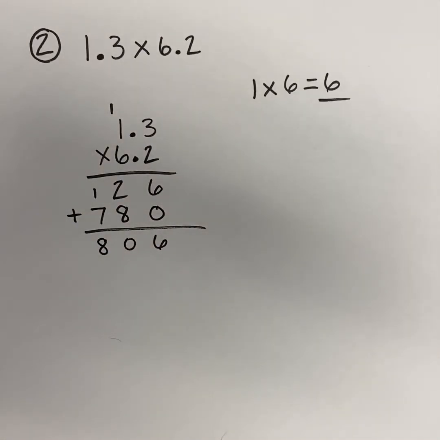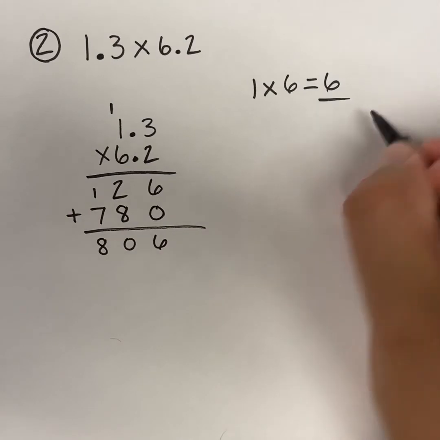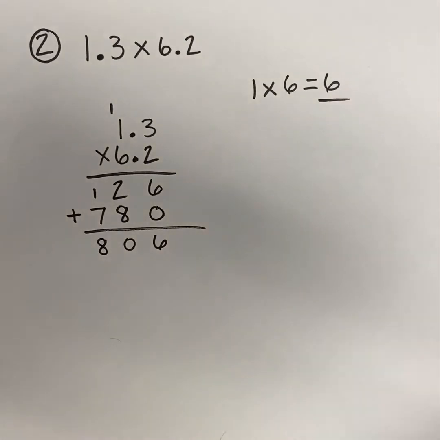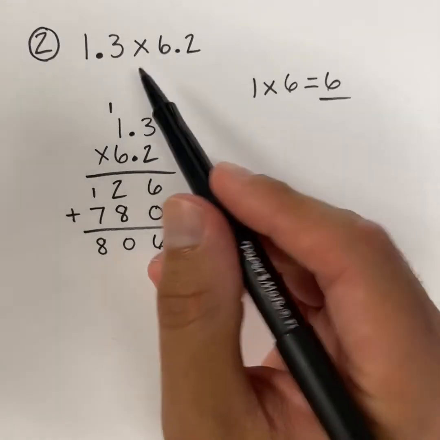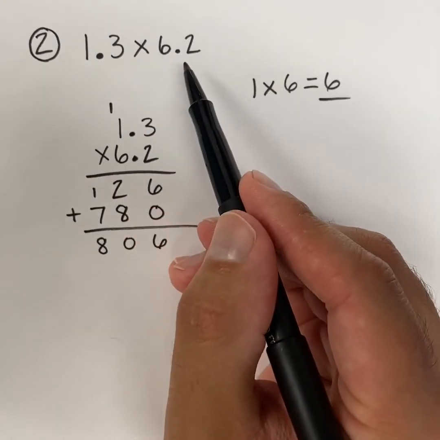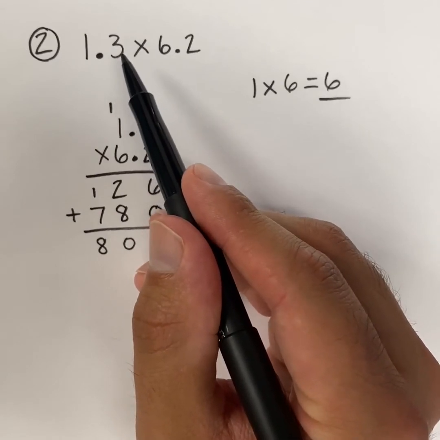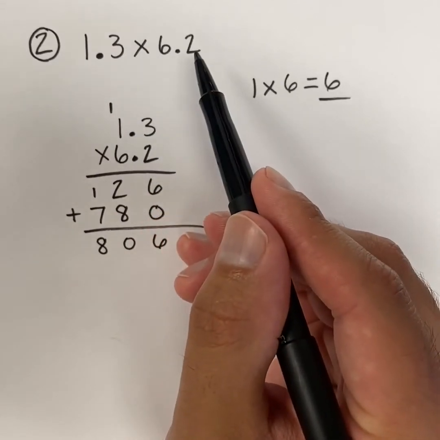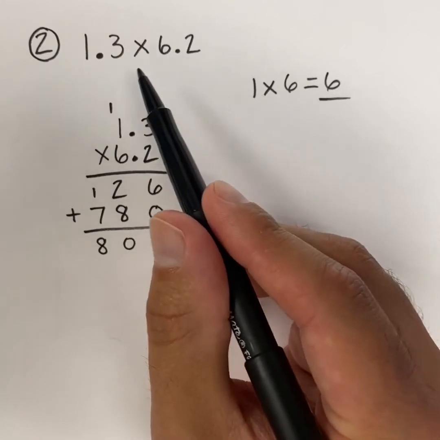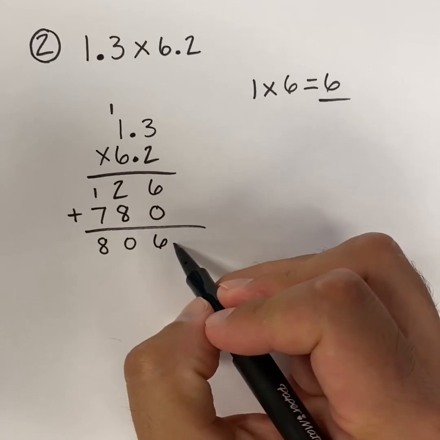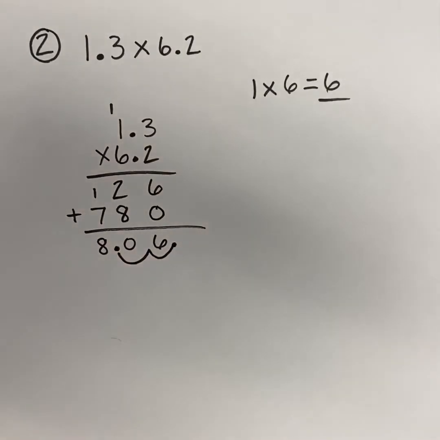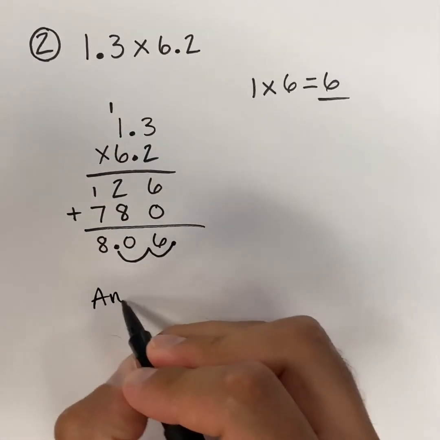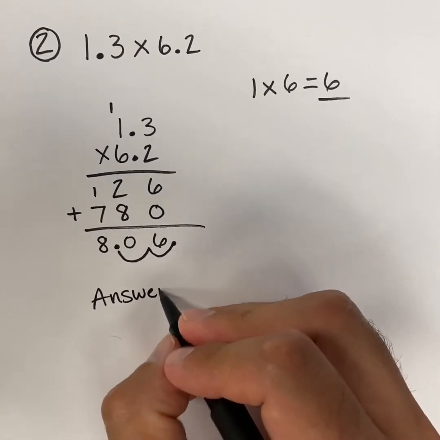But that is not our answer. Remember, our answer, when we estimated earlier, should be about 6. Now, if we remember from the last problem, the way that we find out where our decimal goes in our answer is we look up at how many digits there are behind the decimals in our problem. Here, this 3/10 is 1 digit behind a decimal, and here we have 2/10, a second digit behind the decimal. So we have 2 digits behind the decimal, and that means that we need to move our decimal point back 2 places in our answer. And we would find that our answer is 8.06.